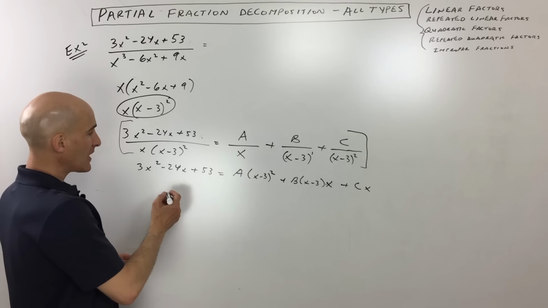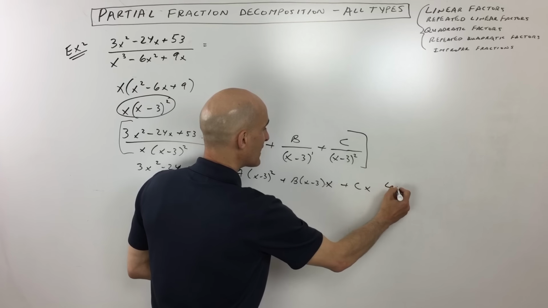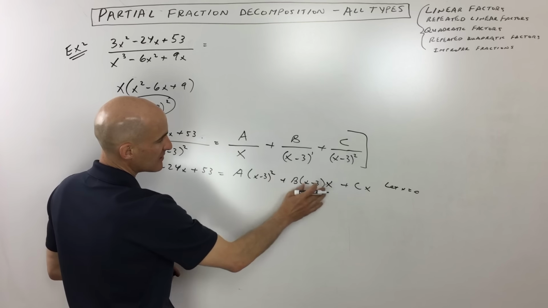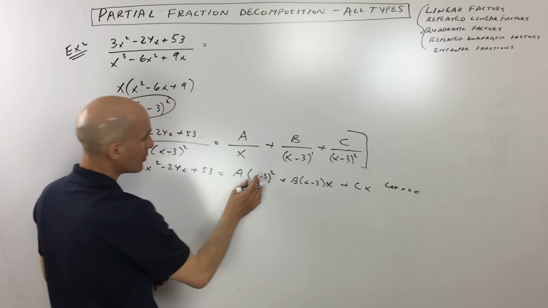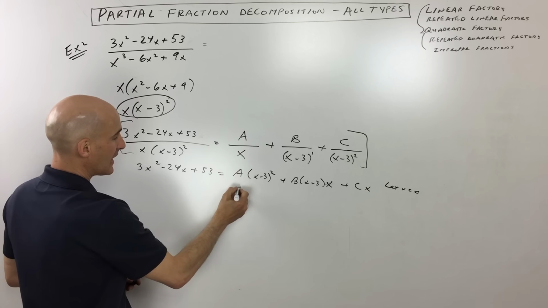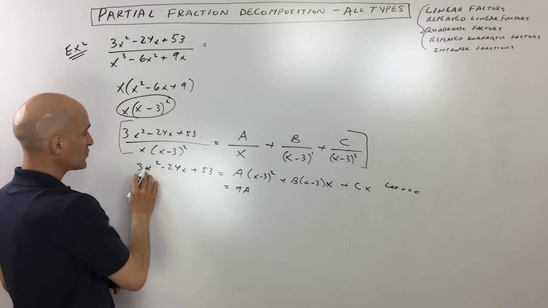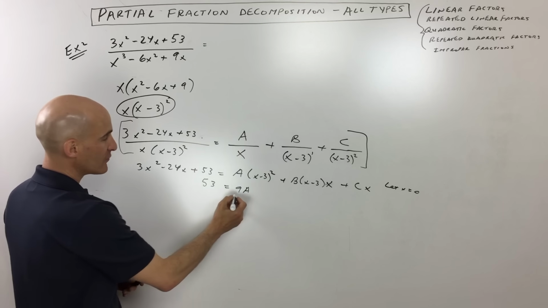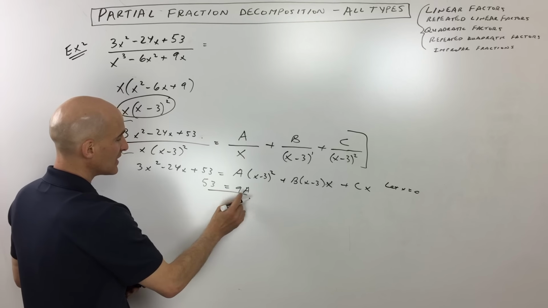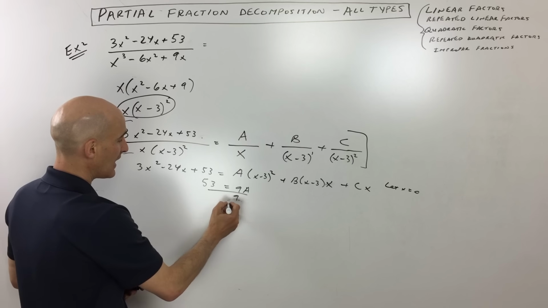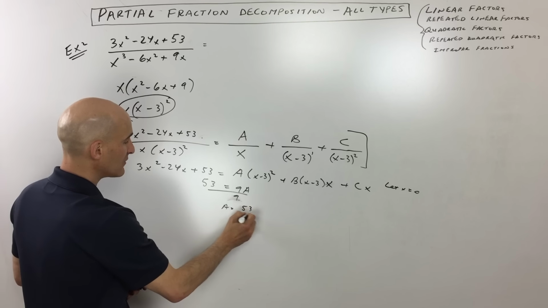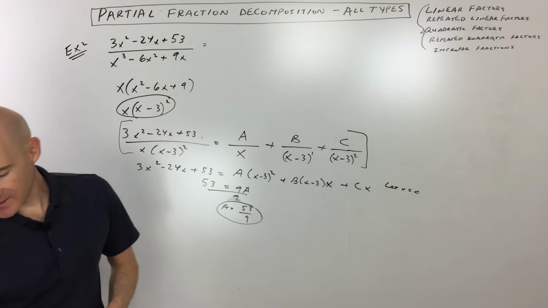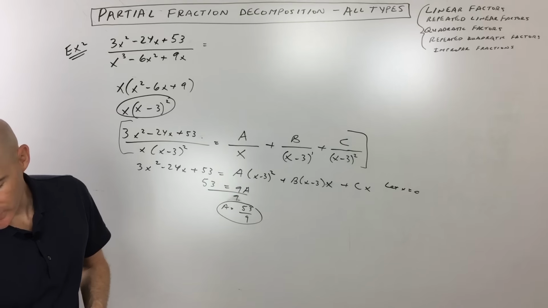So let x equal 0. If we let x equal 0, 0 times anything makes this term 0, this term 0. Negative 3 squared is 9, so 9a. This would be 0, and this would be 0, so you get 53. If we divide by 9, a is equal to 53/9. Not a super great number, but that's okay. That's just how this particular one is working itself out.